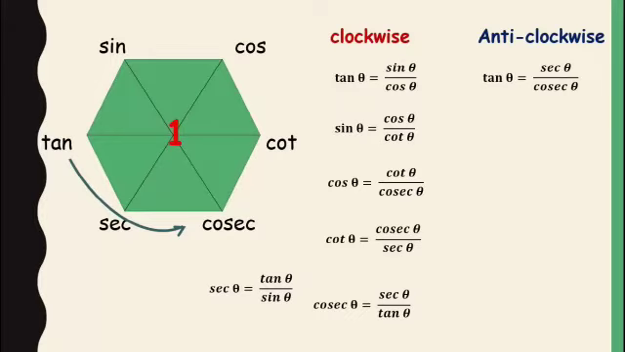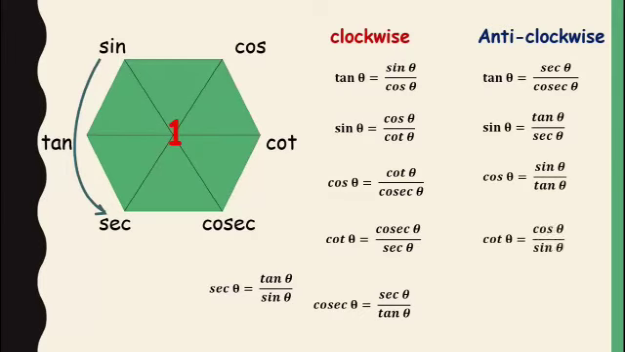First equals second by third. If we take these three functions anti-clockwise, we can write sin theta equals tan theta by sec theta. Then cos theta equals sin theta by tan theta, and the list goes on whether you go anti-clockwise or clockwise. First will always equal second by third. We can easily get 3 more here. One simple hexagon and 12 formulas. Is that all? No, there's more.